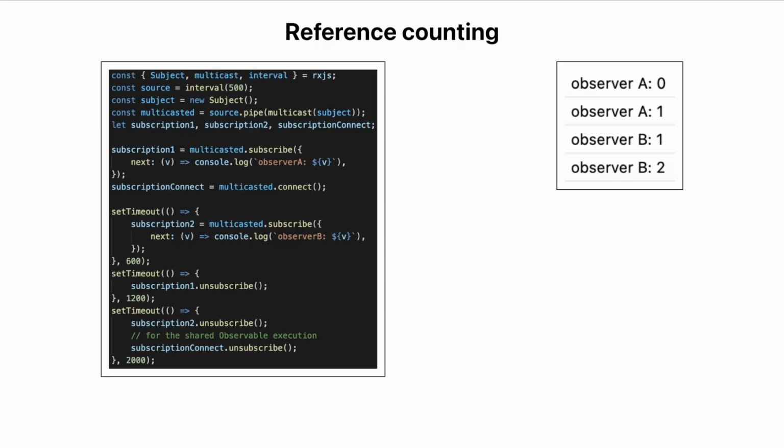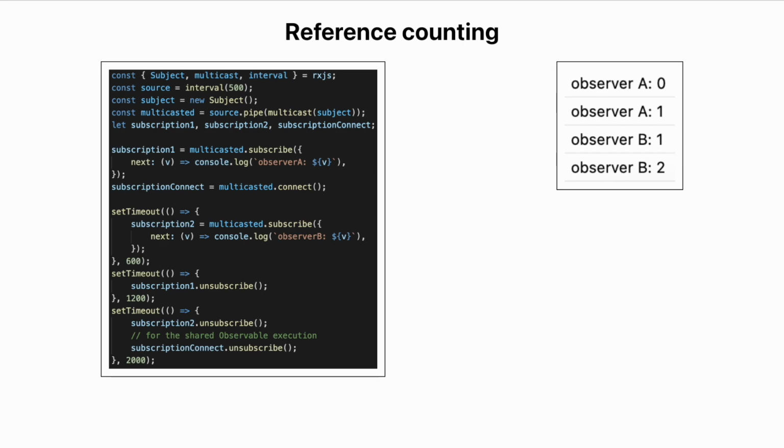We want to automatically connect when the first observer arrives and automatically cancel the shared execution when the last observer unsubscribes. For example, consider an example where we create an observable using interval(500). It will generate value 0 at 500, 1 at 1000, 2 at 1500 and so on. We are subscribing the first observer to the multicast object and calling connect immediately. The first observer receives value 0.